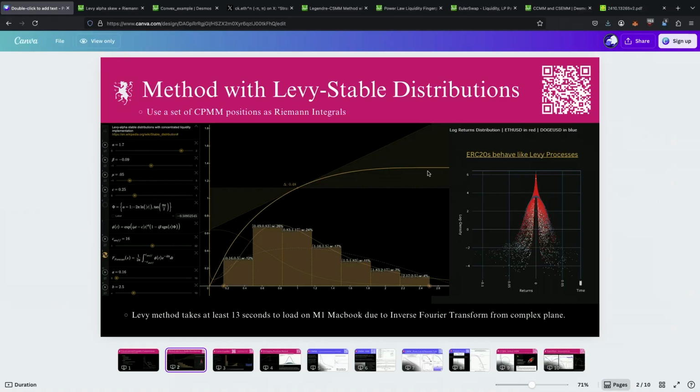So in general, one way of concentrating liquidity is with Riemann integrals. Basically, you have a series of liquidity boxes. Actually, let me put it full screen.